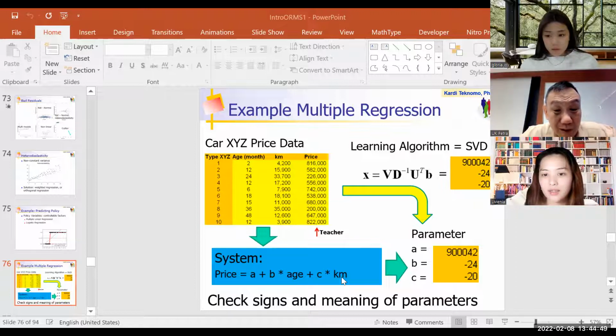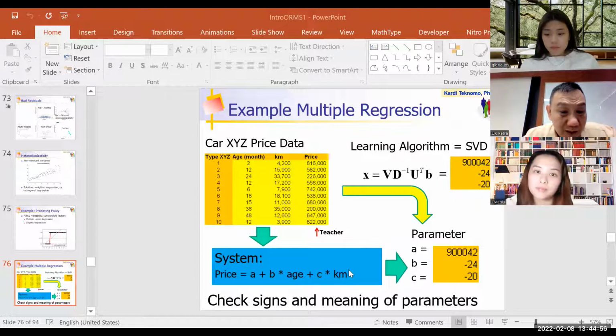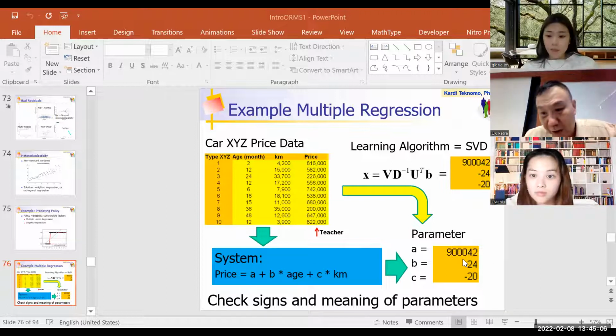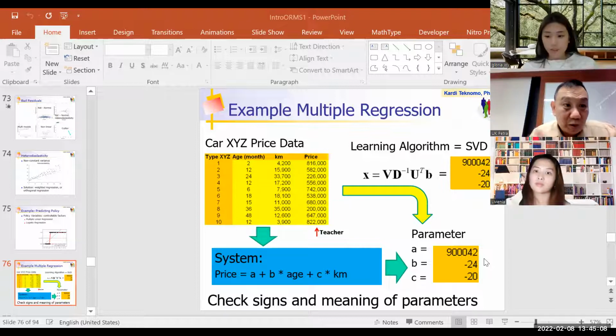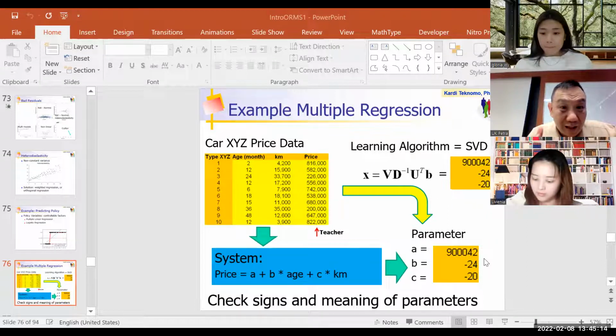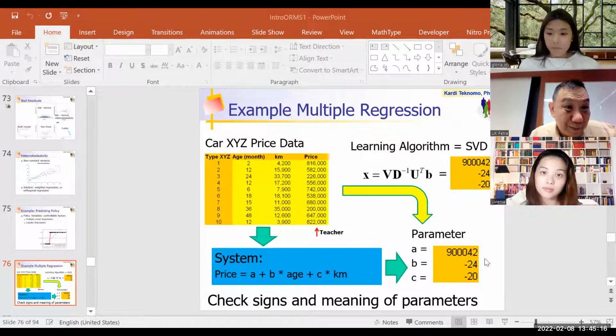So, look at the model here. If age is 0, kilometer is 0, price equals? Yes, equals A. A is 900,000. Here is multiplied by 100,000. Yeah, so it's 900 million. That is the price of the new car of that type, right?